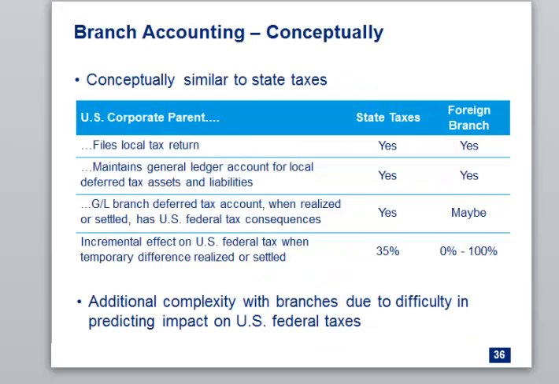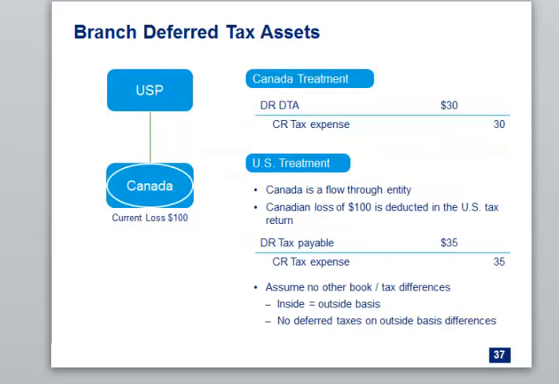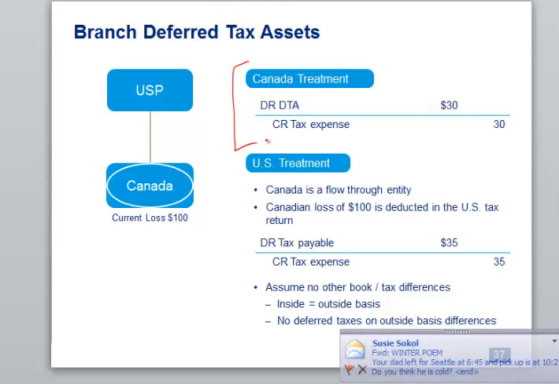Okay. So, when you start throwing in deferred taxes, things get complicated. Okay? So, let's go to an example. So let's say that Canada didn't make 1,000. Let's say it lost 100. Okay, so Canada has a loss on its books of 100, and if we do the Canadian provision, this is it. Right?